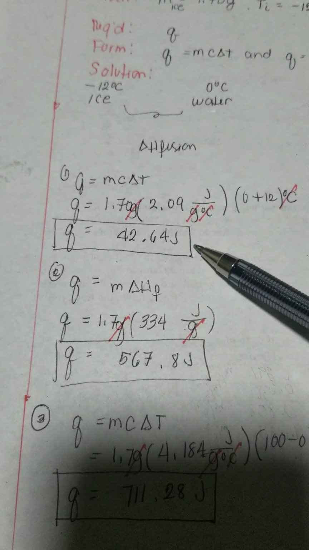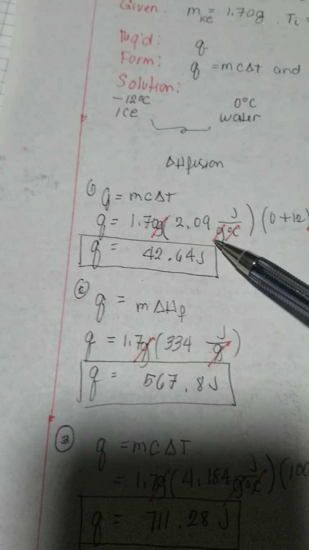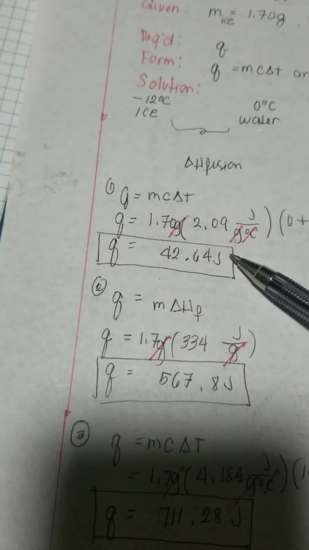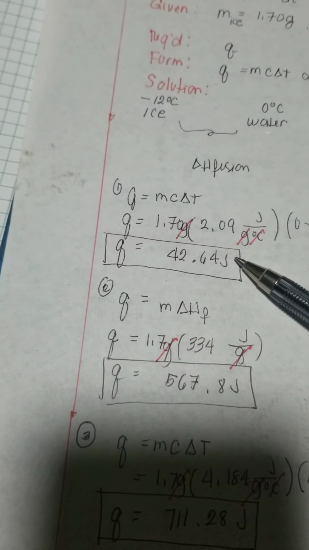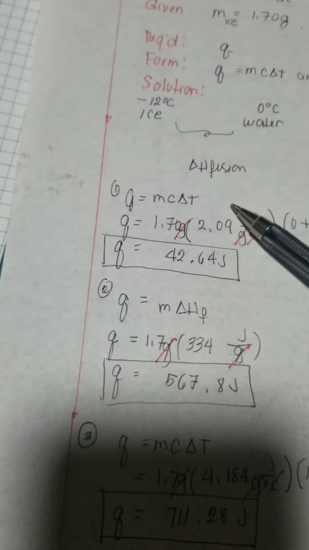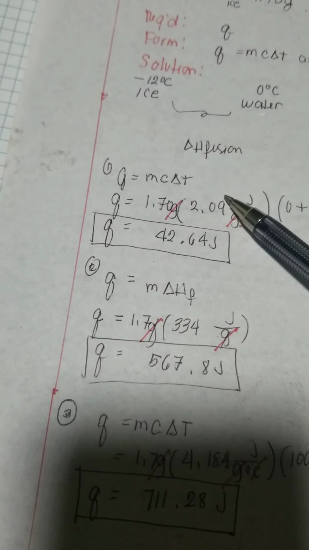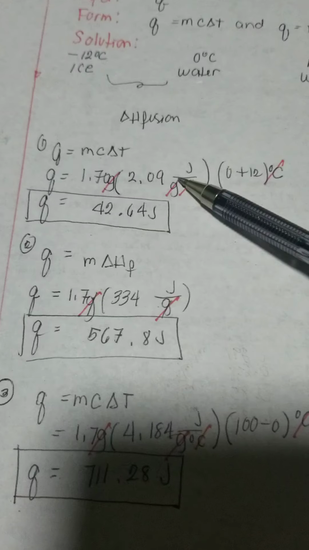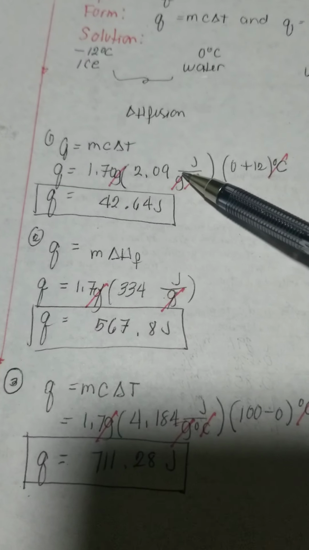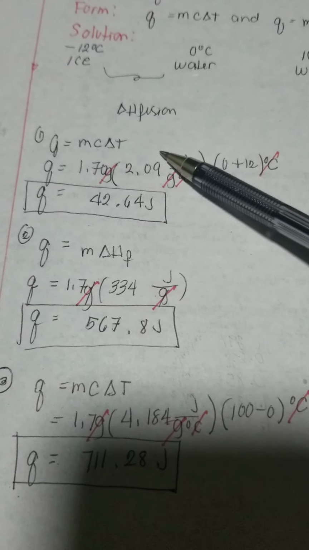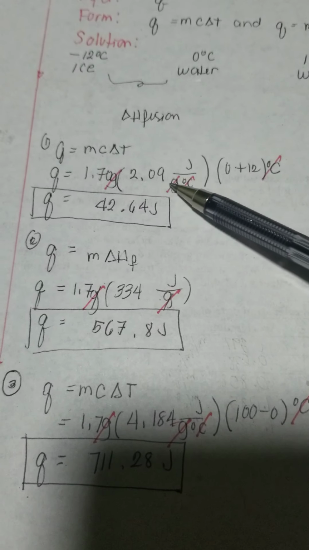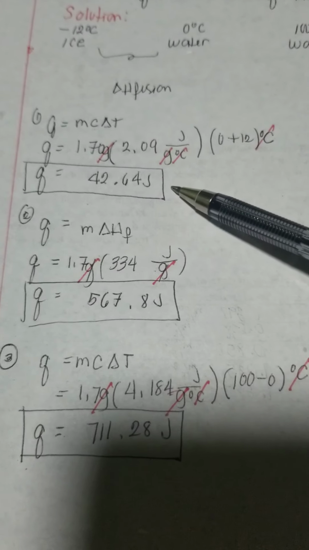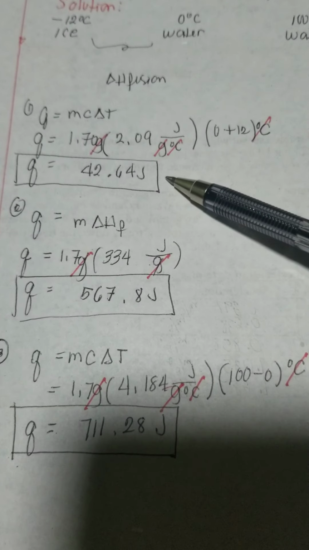The first one is to find the heat required to raise the temperature of the ice from negative 12 degrees Celsius to 0 degrees Celsius. You will be using the formula mcΔT. I use the specific heat of ice from our lecture as 2.09. You can use other values that you were able to research. Approximately, you are going to get 42.64.